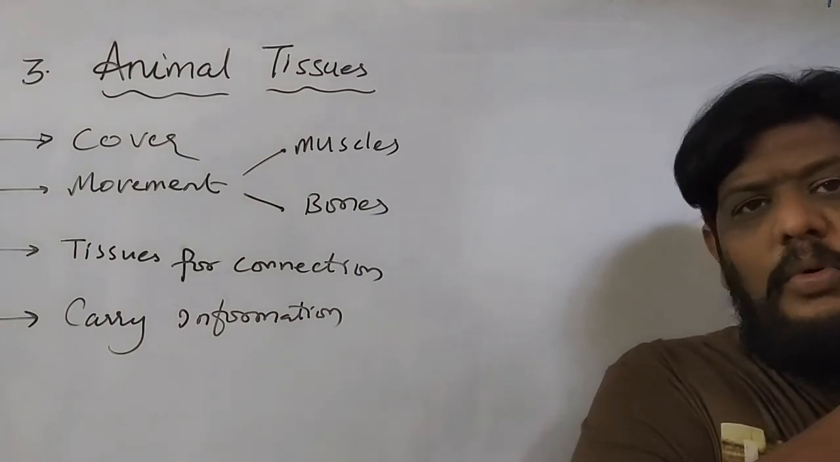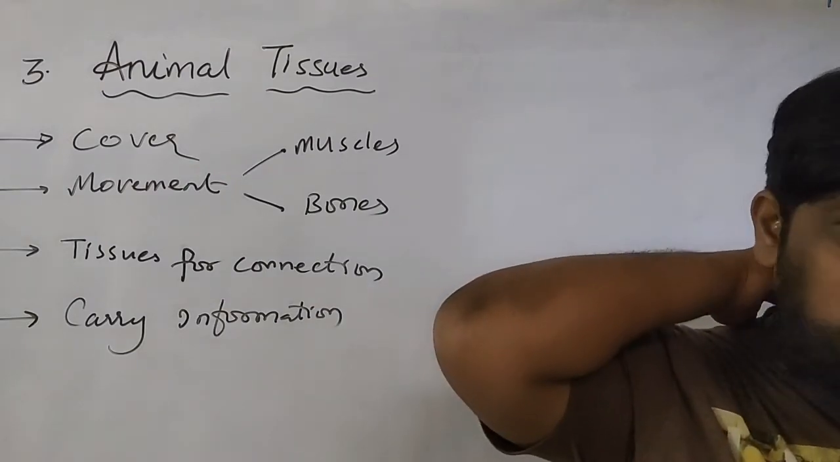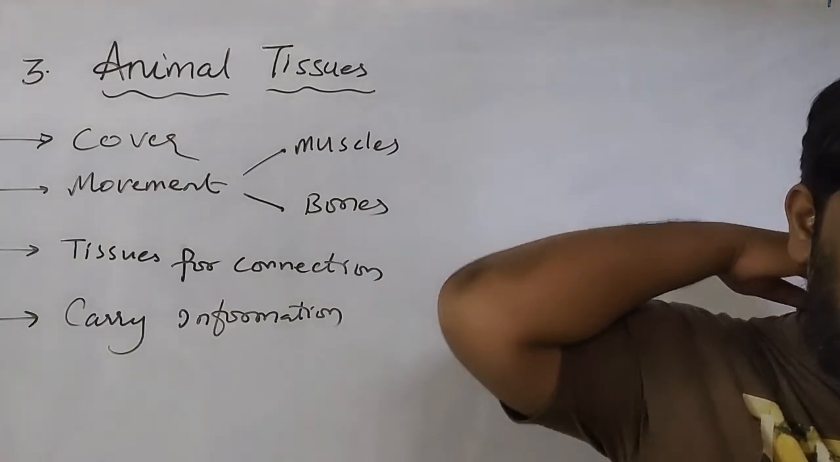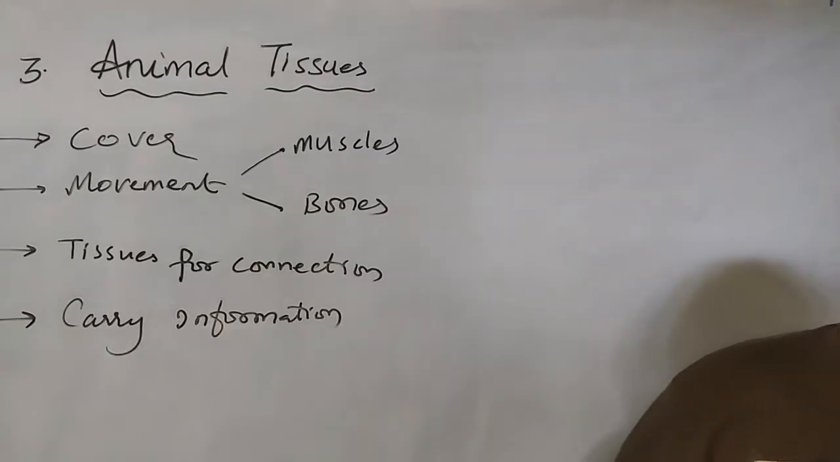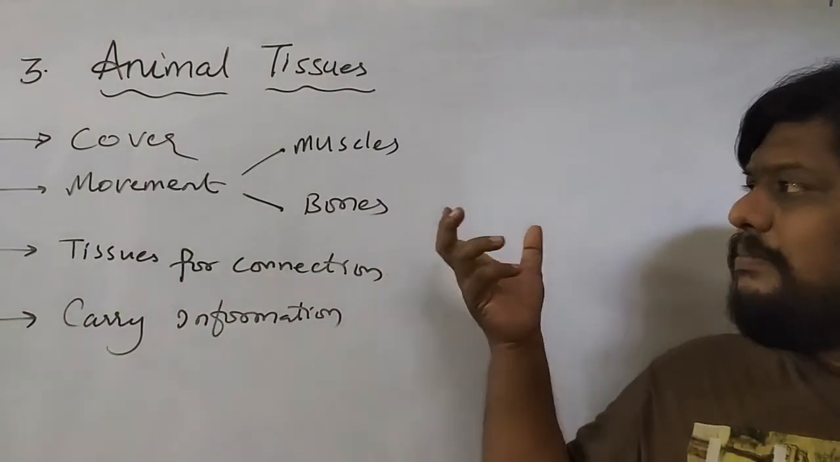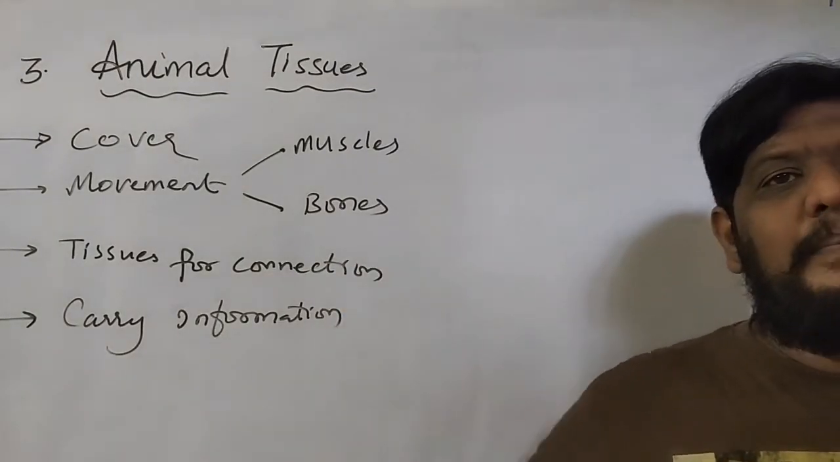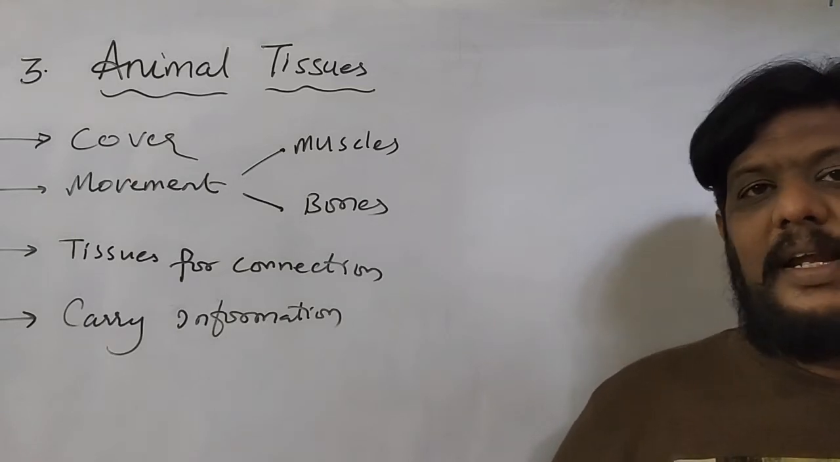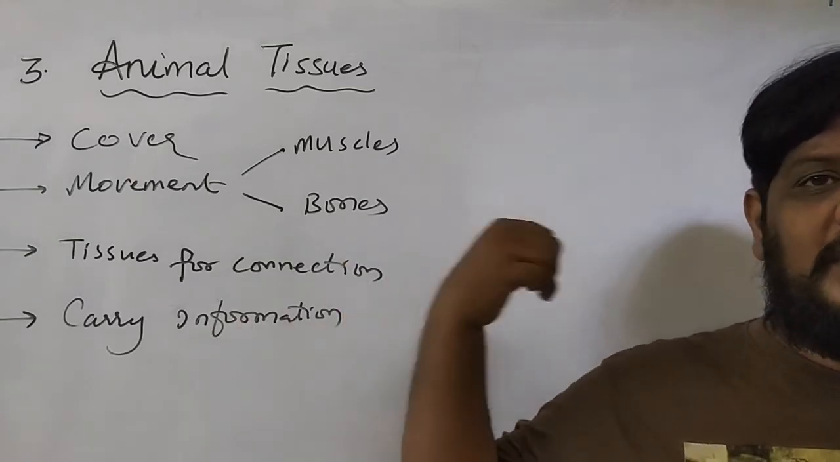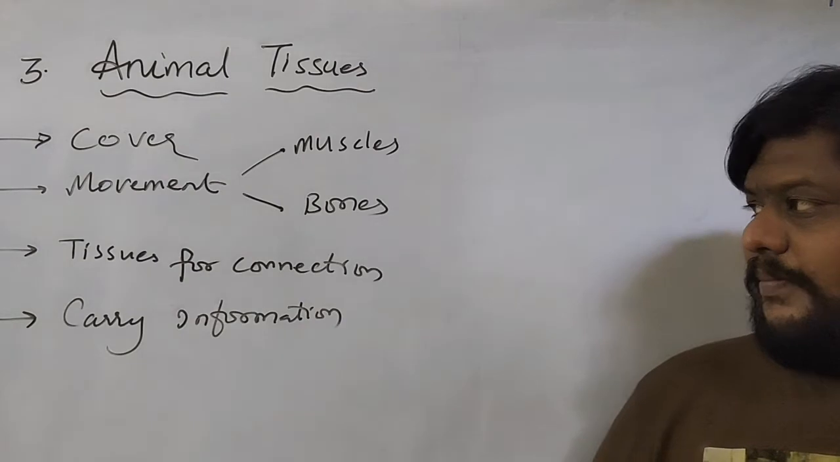For example, if you have to move your neck, the bone which is here should work, and the muscles which are attached to that bone should work. So the bones and muscles in the body will help you to move, isn't it? Even to walk, even to do something with your hand, whatnot.